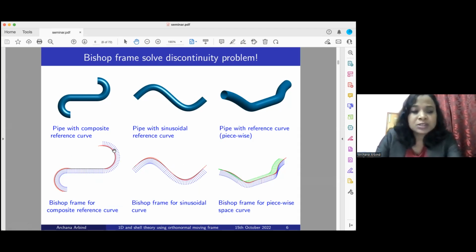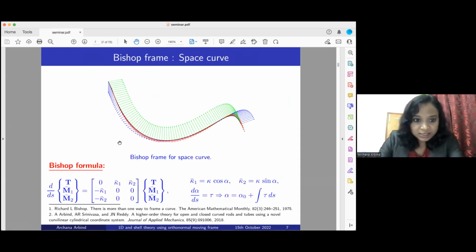The Bishop frame is minimally rotated from the Frenet frame. So that means it varies like this. Here M1 and M2 are the unit basis in the normal plane, and T here is the tangent vector. And it varies along the curve like this. And here K1 and K2 are the curvatures, and there is no torsion. Torsion is 0. So this is what the Bishop frame is.